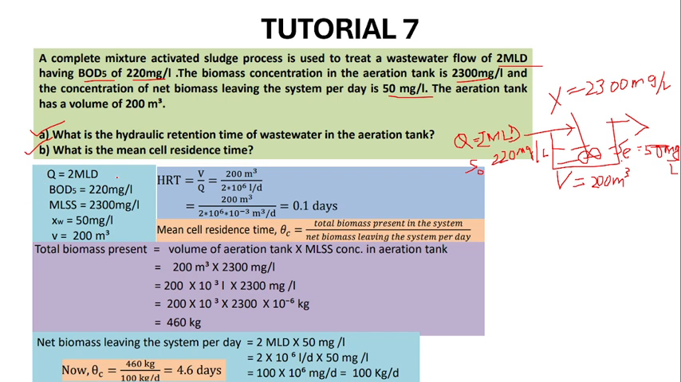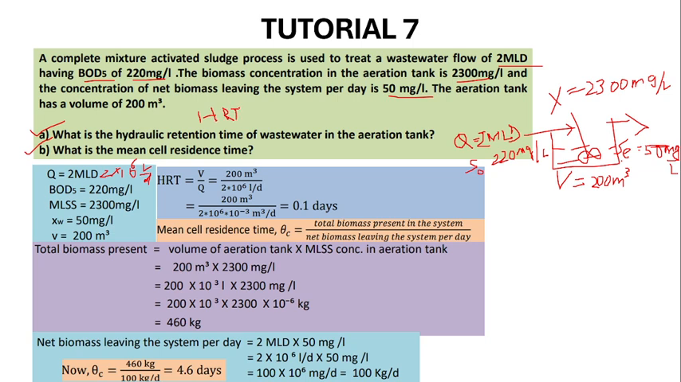Q is equal to 2 MLD. We have to convert this, so this is 2 into 10 power 6 liters per day, as million is 10 power 6. Again BOD 5 is 220 mg per liter, MLSS is 2300 mg per liter, XW is 50 mg per liter, and V is 200 meter cube. So now HRT. The first question is to find the hydraulic retention time.